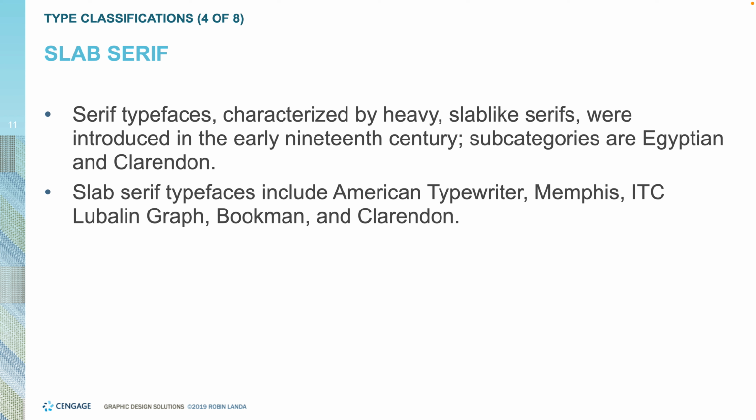So American Typewriter. If you go back and start looking at the old typewriters, that's exactly what was on there. The typewriter font was designed as slab serifs. Memphis, ITC Lubalin Graph, Bookman, and Clarendon, as I said, are all ones that are inside of here.